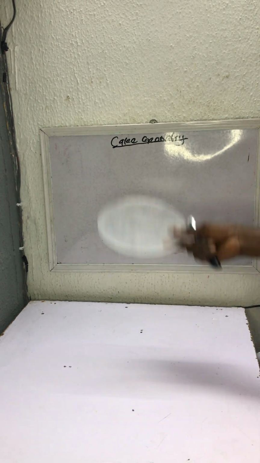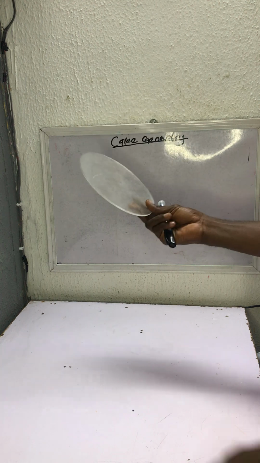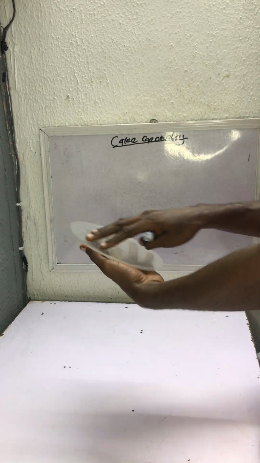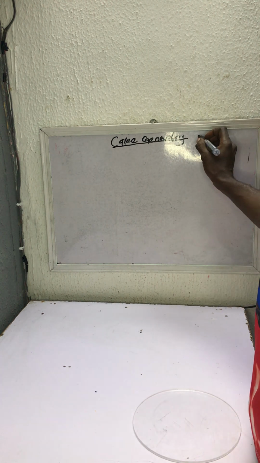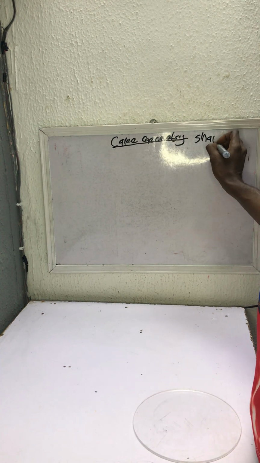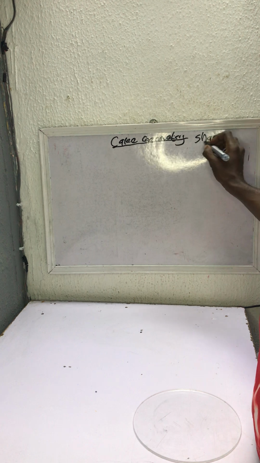Cake geometry is when you want to create your template. You want to create your round, square, any shapes. So it has something to do with shapes. Now, these shapes are very important.